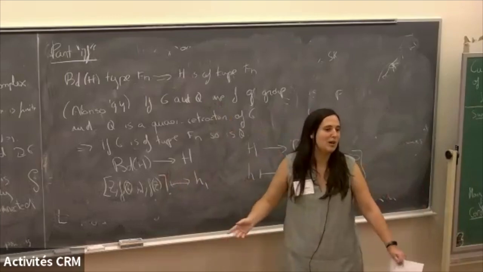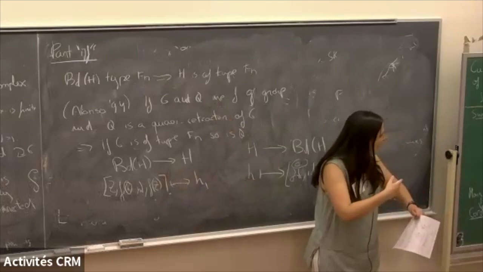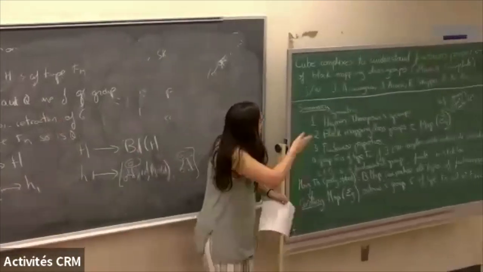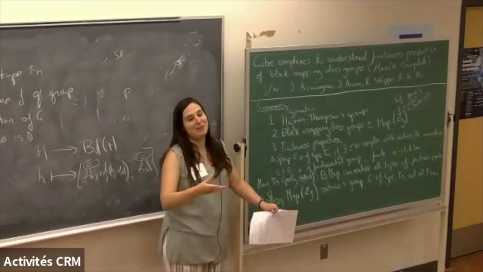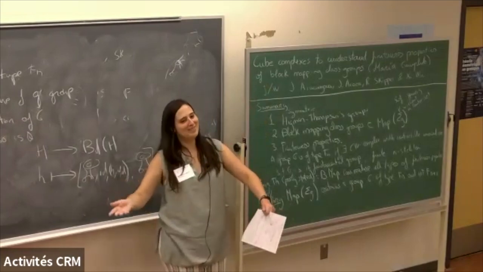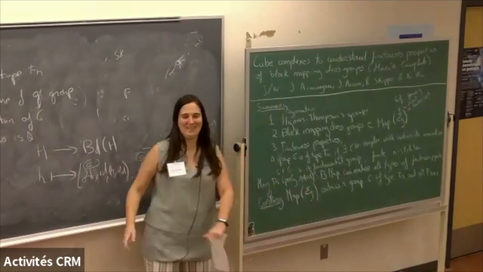And now you can produce the group that you want inside this family of groups, having type Fn but not Fn plus 1. And that's it. Thank you.